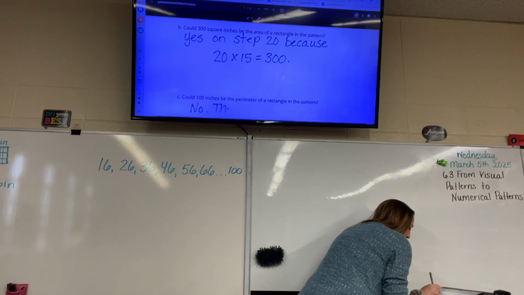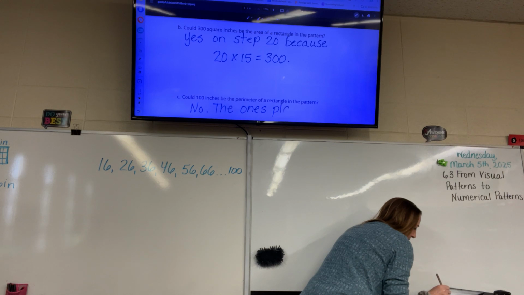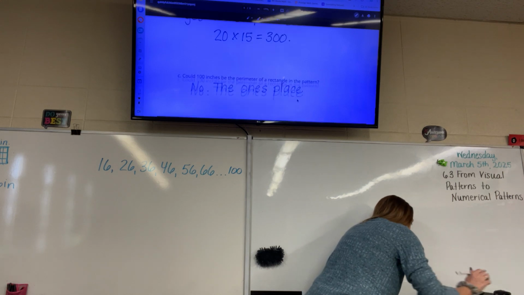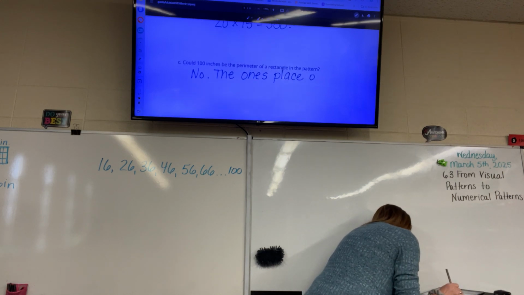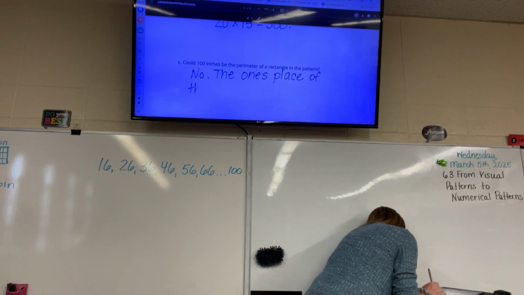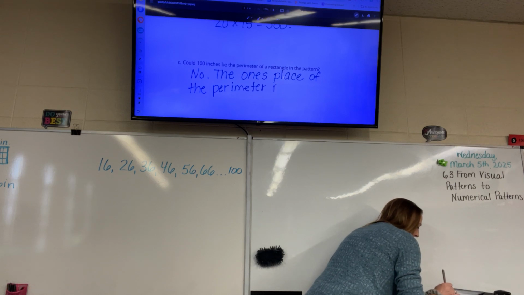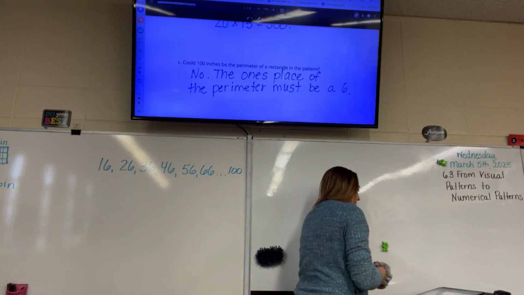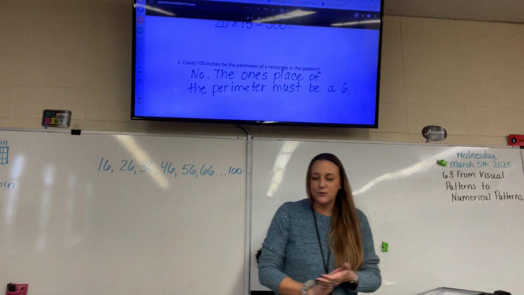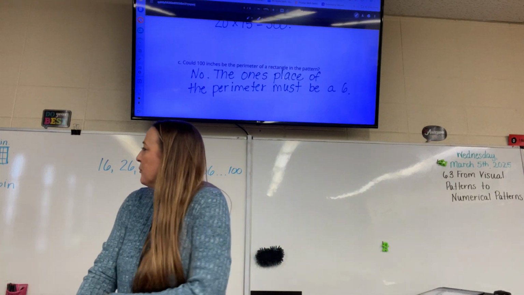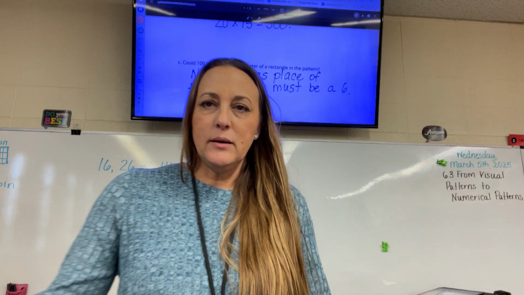The ones place of the perimeter must be a 6. That's the last one, right? Yes. Okay, your practice pages are 113 and 114.